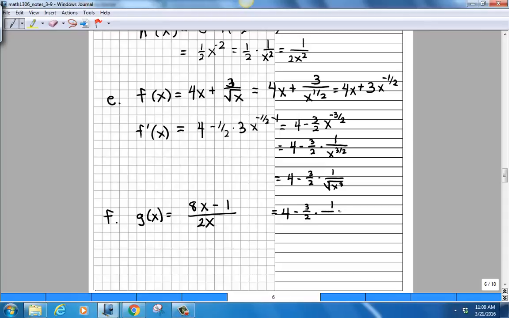X cubed, you can write that as x squared times x. X cubed is x squared times x. And the reason it's beneficial to do that is you can extract the square root of x squared. So the square root of x squared is just x, you can extract an x from under the radical. So you can really write that as 1 over x times the square root of x.